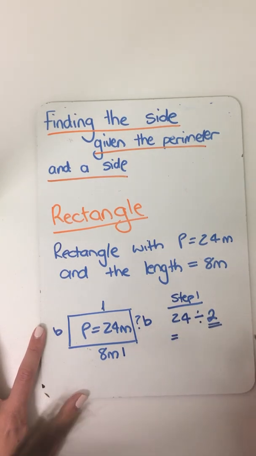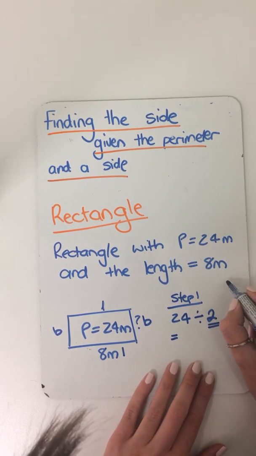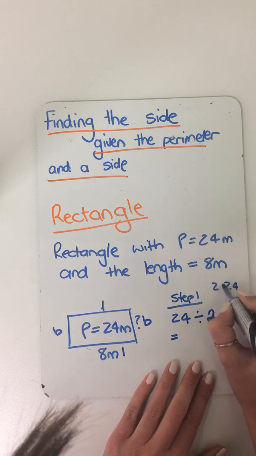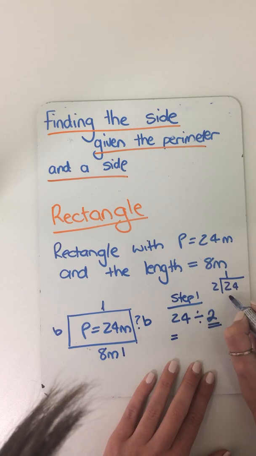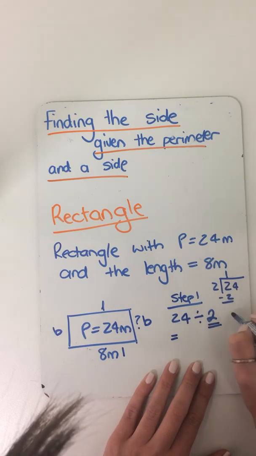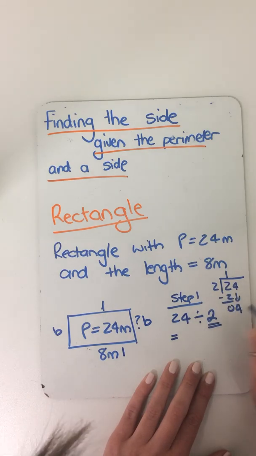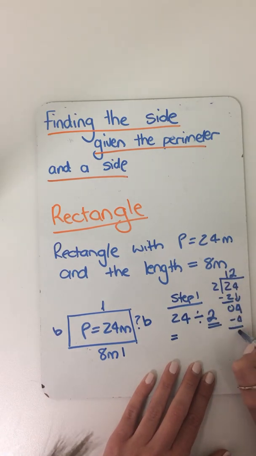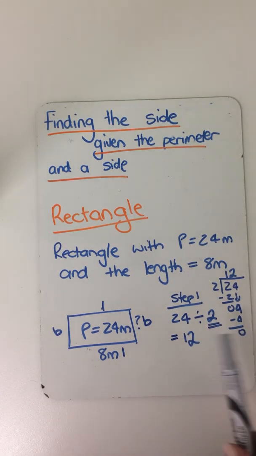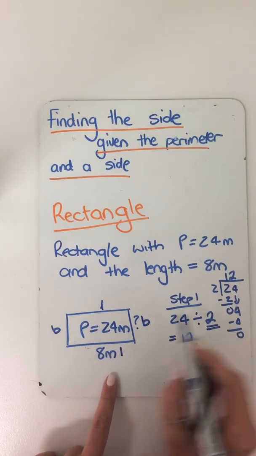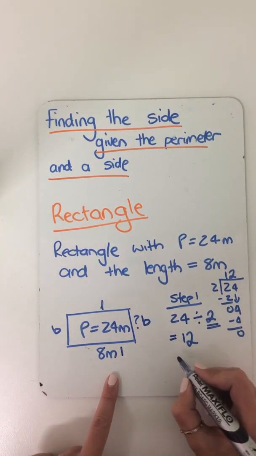So 24 divided by 2, I could do long division if I'm not sure. 2 goes into 2 once. 1 times 2 is 2. 2 minus 2 is 0. Bring down the 4. 2 into 4 goes 2 times. 2 times 2 is 4. 4 minus 4 is 0. Nothing to bring down, so my answer is 12. Okay, so step 1, take the perimeter divided by 2 and I get 12.